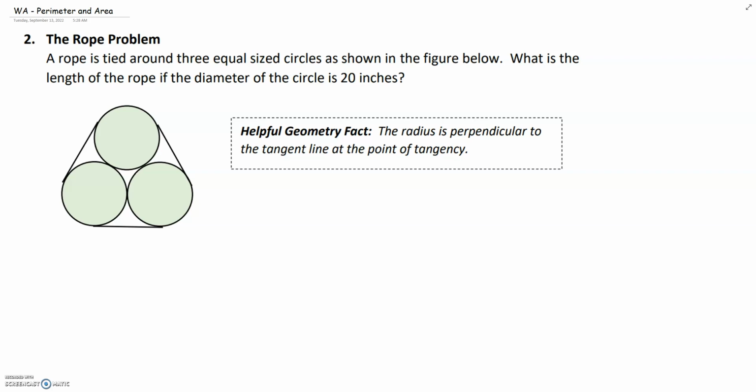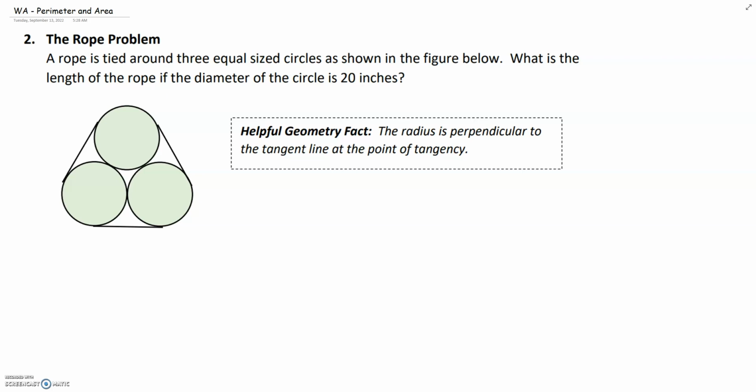Hi, everybody. This is the rope problem in the written assignment for perimeter and area. So let's just go ahead and take a look here. The question is asking, how long is the rope?